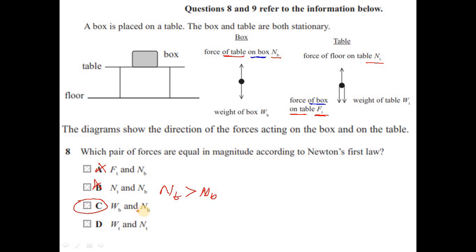And you can think of these two forces like this: what if you remove the table from under the box, then you can see the box is falling towards the floor, or falling downward, due to Wb. And if you put the table, then the table is applying force in the upward direction, which is Nb. So the table is holding the box. That means Wb and Nb are equal. So your option is C.